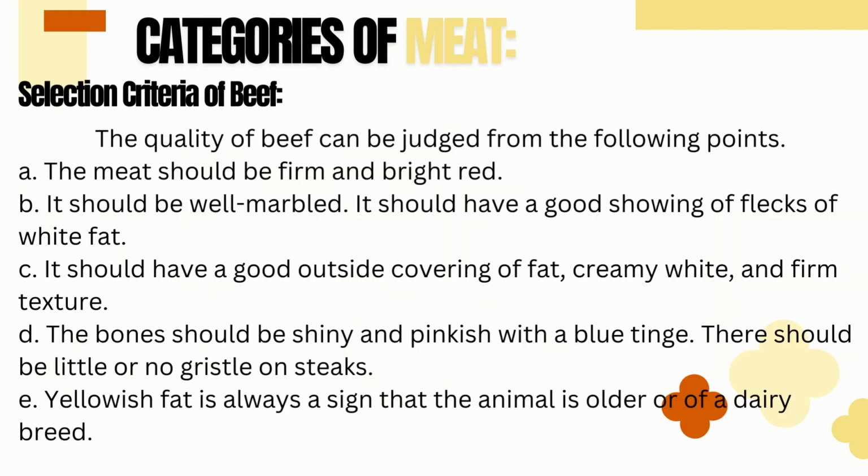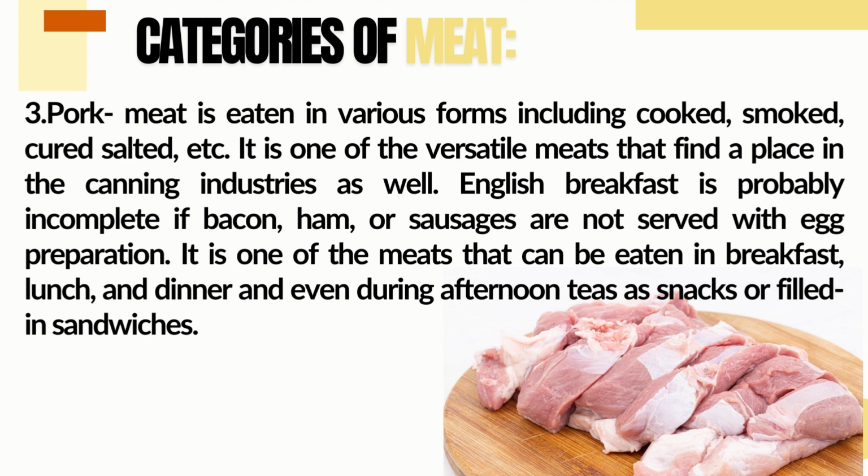Selection criteria of beef. The quality of beef can be judged from the following points. A. The meat should be firm and bright red. B. It should be well marbled. It should have a good showing of flecks of white fat. C. It should have a good outside covering of fat, creamy white, and firm texture. D. The bones should be shiny and pinkish, with a blue tinge. There should be little or no gristle on steaks. E. Yellowish fat is always a sign that the animal is older or of a dairy breed.